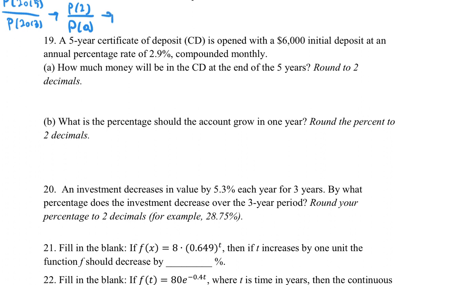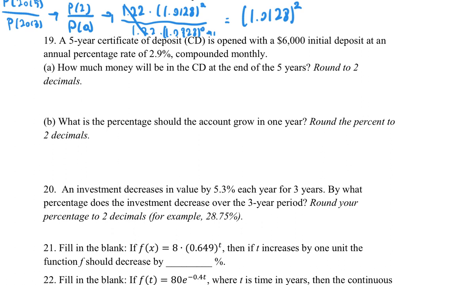So plugging each of these in, it's 1.22 times 1.0128 squared over 1.22 times 1.0128 to the 0. Well, these cancel, and anything to the 0 power is 1. So that's the same thing as 1.0128 squared, which is equal to 1.0257, just to round it.